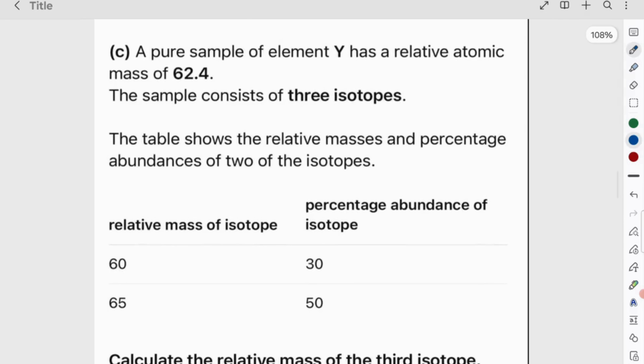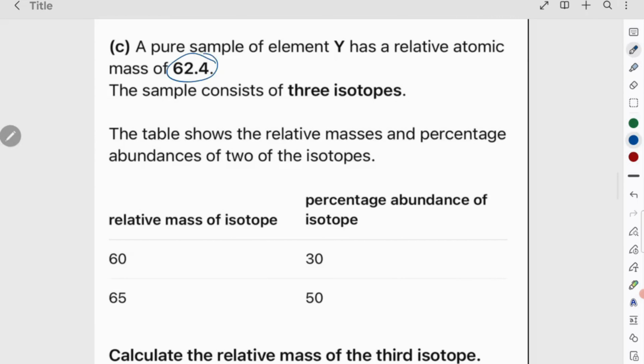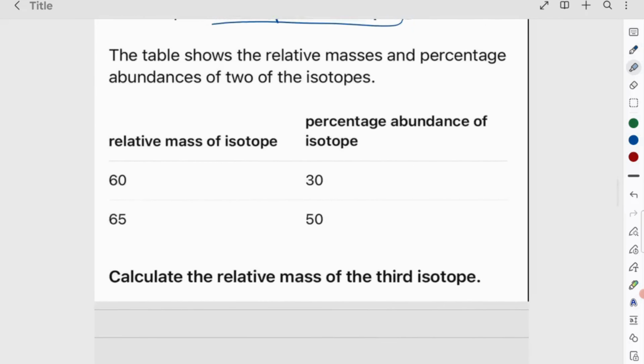A pure sample of element Y has a relative atomic mass of 62.4. Okay, the relative atomic mass is given to us. The table shows the sample consists of 3 isotopes. It means it has a total of 3 isotopes in it. The table shows the relative masses and percentage abundances of 2 of the isotopes.